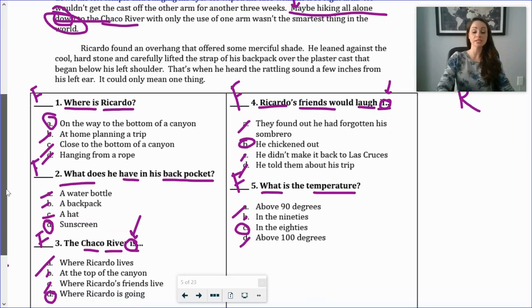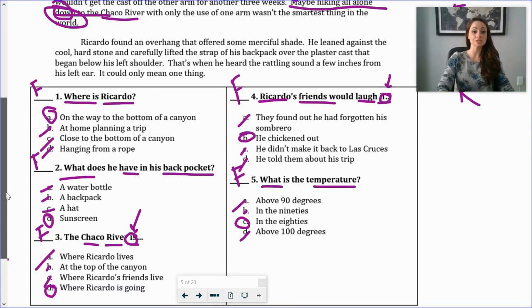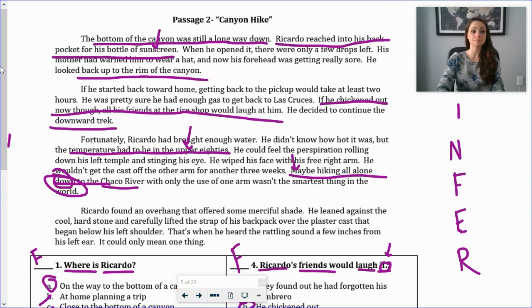Number 2, what does he have in his back pocket? That was easy. That was in the second sentence. And the answer is D, sunscreen. I found that one right there.